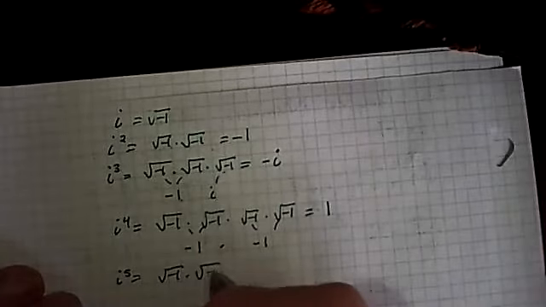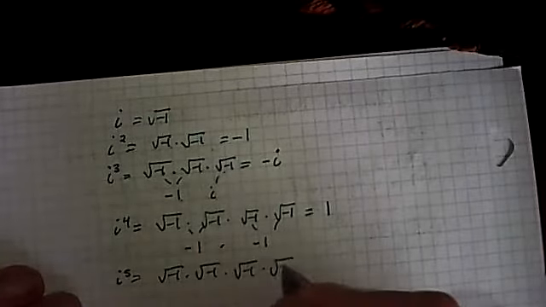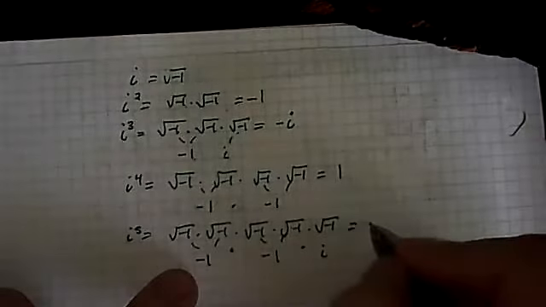Now, just to show you this, I want to go i to the fifth. So we're going to do 5 of these. So here, let's figure this out. So here is a negative 1. Here is a negative 1. Here is just the negative 1. So that's just going to be i. So negative 1 times negative 1 is a positive 1 times i is 1i, which we don't show the 1.